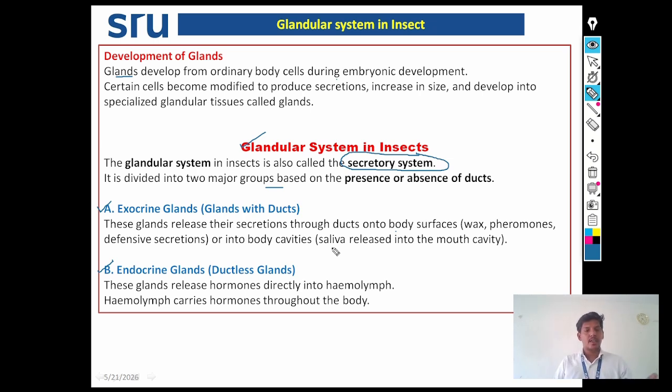In that way, the exocrine glands have ducts and they release their secretion onto the surface of the insect body or into the body cavities. Next, endocrine glands. These glands are without ducts and release hormones directly into the hemolymph. And hemolymph carries these hormones throughout the insect body.